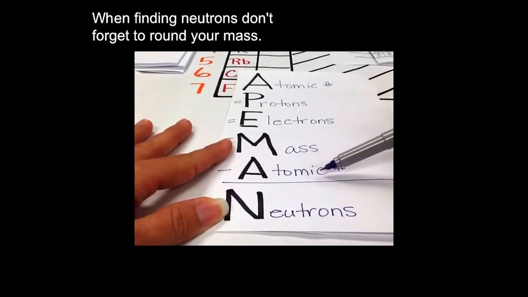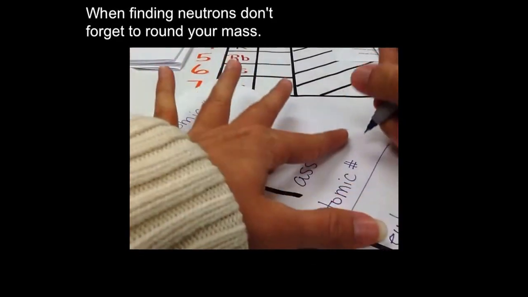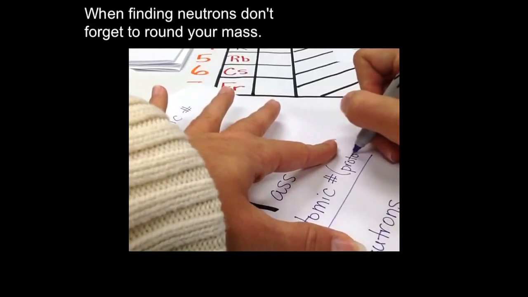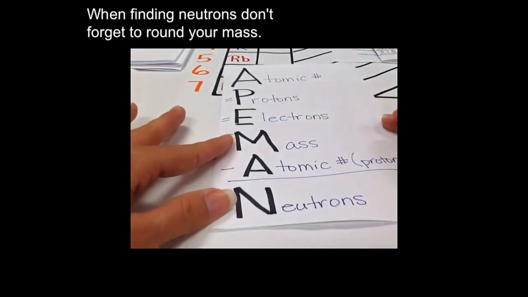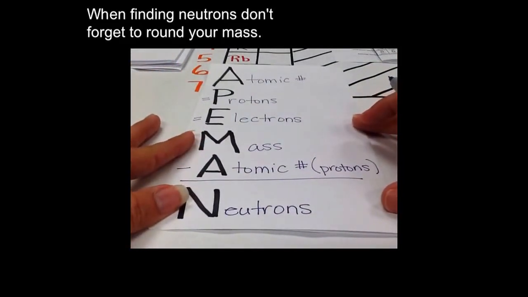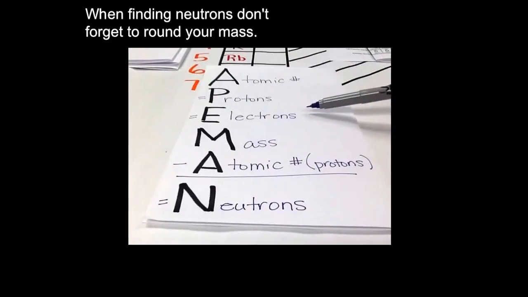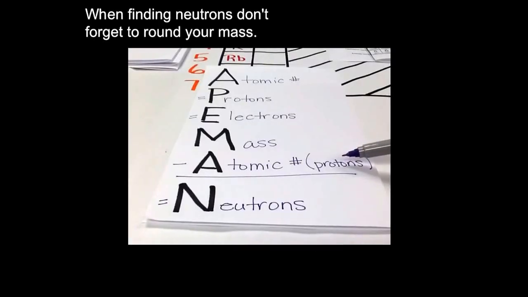Now, what did I say that the atomic number also stood for? Well, it's equal to your protons. So I'm going to put protons in parentheses right here because this may help you later down the road. So again, we have APE, atomic number equal to your protons equal to your electrons, mass minus the atomic number equal to your neutrons.